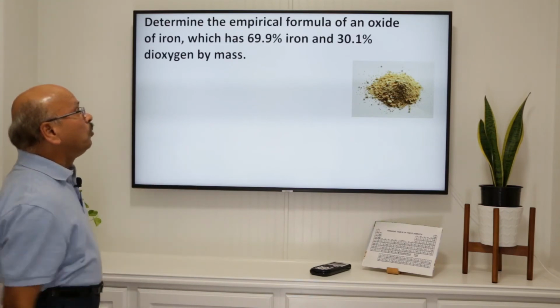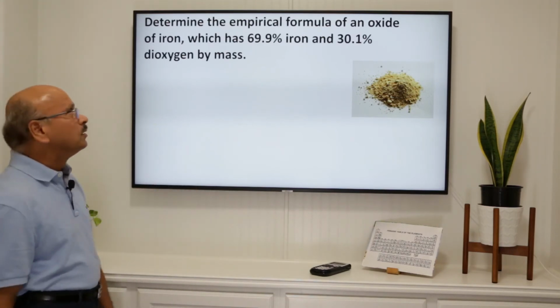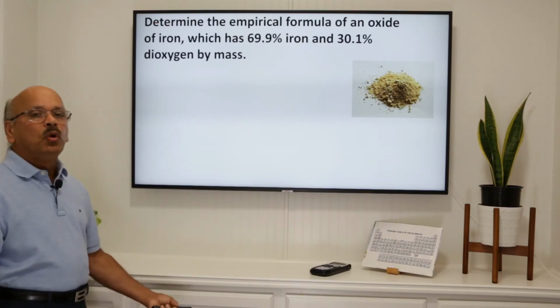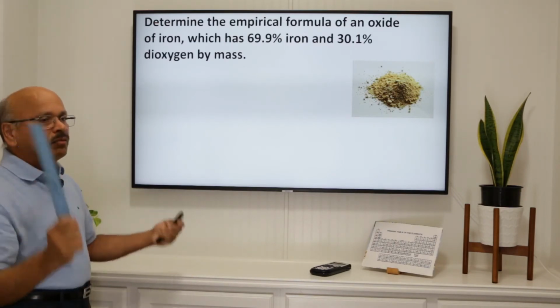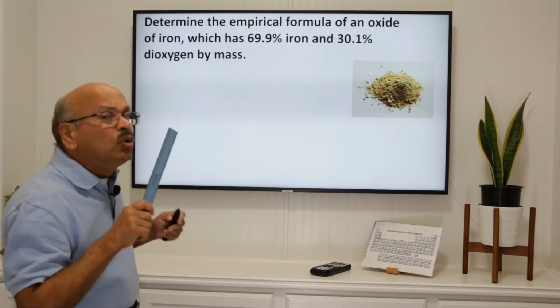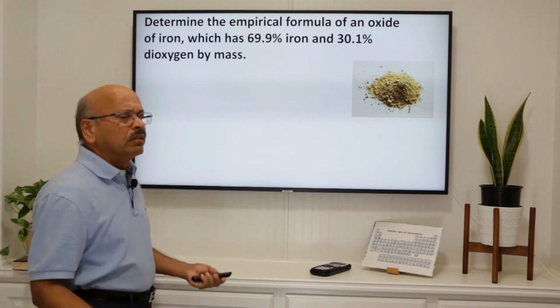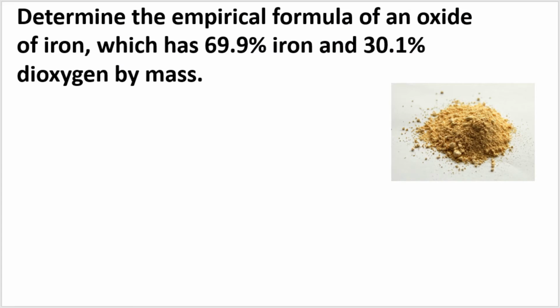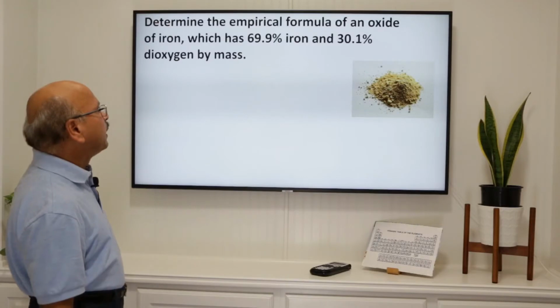Determine the empirical formula of an oxide of iron, which has 69.9% iron and 30.1% dioxygen by mass. Now, all this is almost the same as the carbon hydrogen problem which you have already done. So you can do this by yourself. Try to do it, pause the video here, do it, and then come and check how I have done it. So what is the idea?